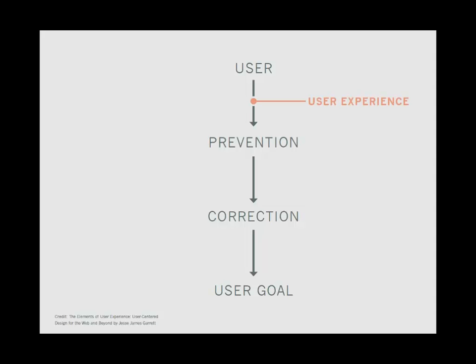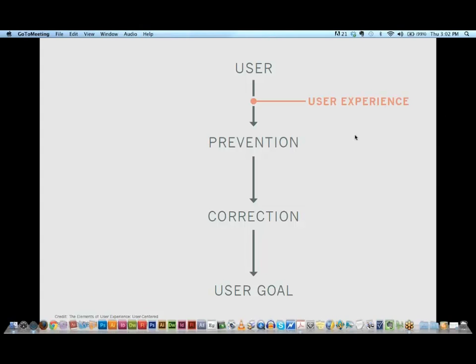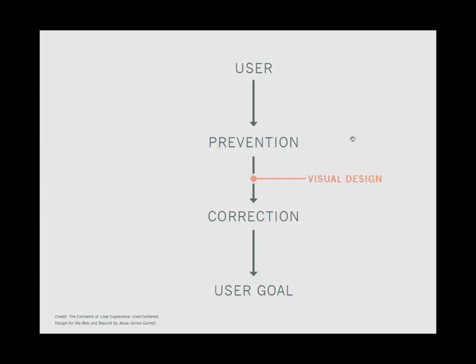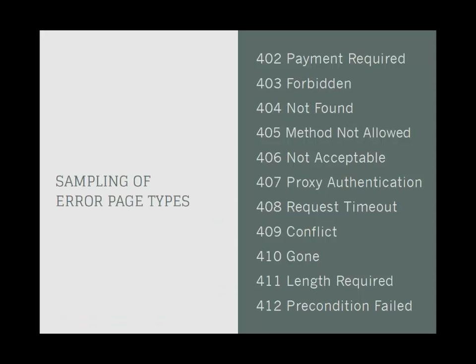And as we go through this process, we see all the different aspects as far as where user experience comes into play, where visual design comes into play, and then where the user goal comes into play. And in between the user goal and correction aspect, we have page errors. And I think that's very important to understand, as you go through this, you can see that this is part of the process of a user error page.